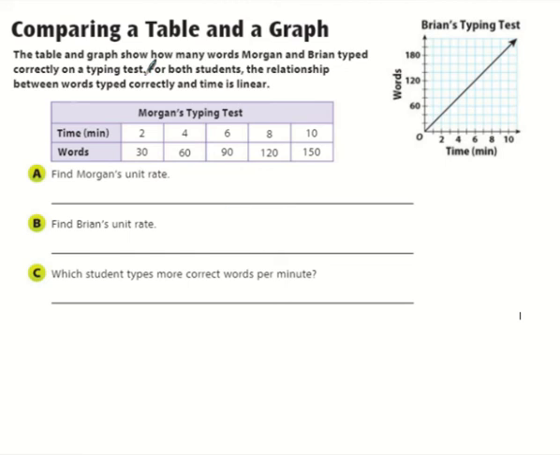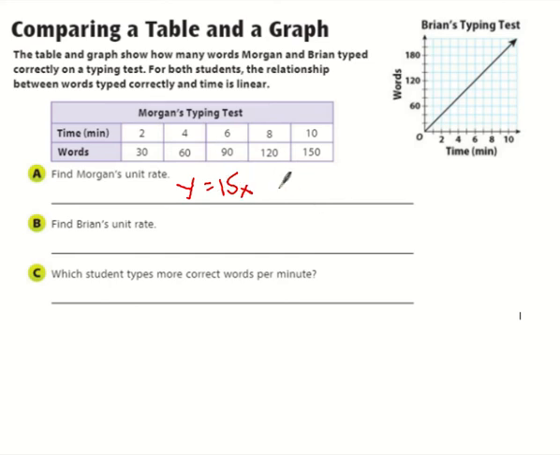So for Morgan, if I'm trying to find the rate and I want to compare who's typing faster, I want to figure out, well, how many words is Morgan typing per 1 minute? So this is where I could just do 30 divided by 2, 60 divided by 4, 90 divided by 6, 120 divided by 8. And each one of these I'm going to get 15.